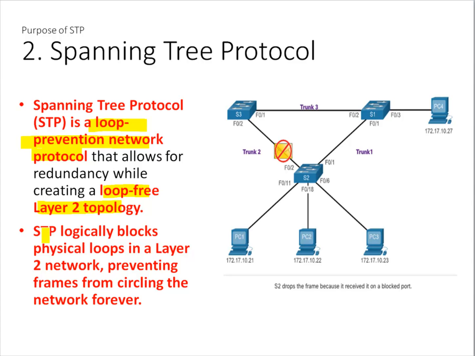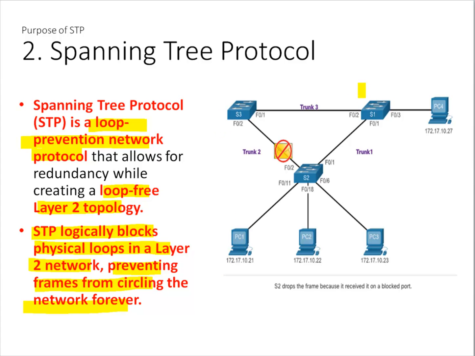Spanning tree protocol logically blocks all the physical loops in a layer 2 network, and also it is going to prevent the frames from circling the network forever. The loop forever is a very interesting concept. Infinite loop, so you can avoid infinite loops in layer 2.